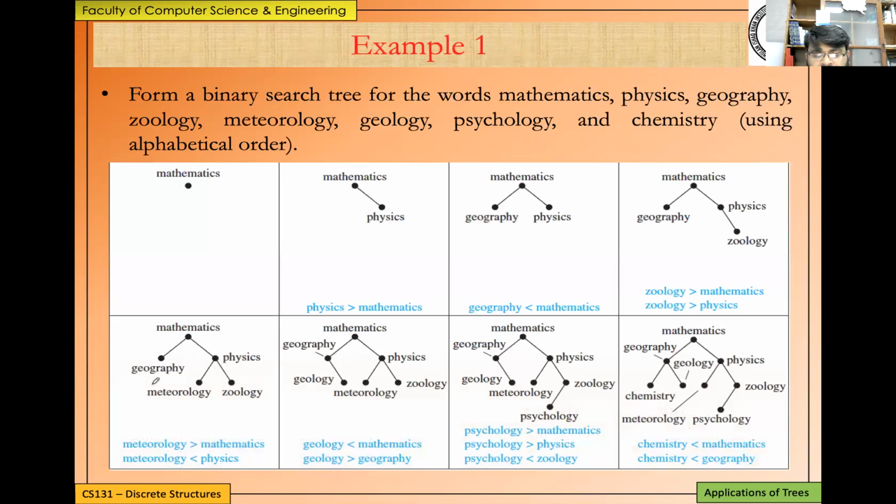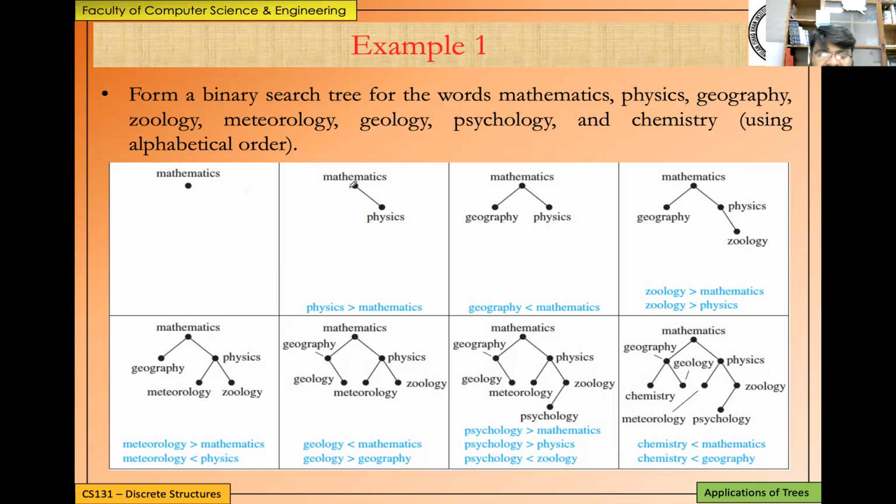So for example, we want to form a binary search tree for the words mathematics, physics, geography, zoology, meteorology, geology, psychology, and chemistry using the alphabetical order as a larger or smaller measure. So the first one we observe is mathematics. Since there is nothing present, this is inserted as the root and the key to the first node. Then we insert a second word, which in this case is physics.